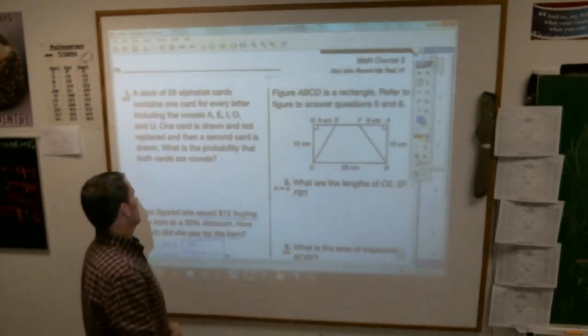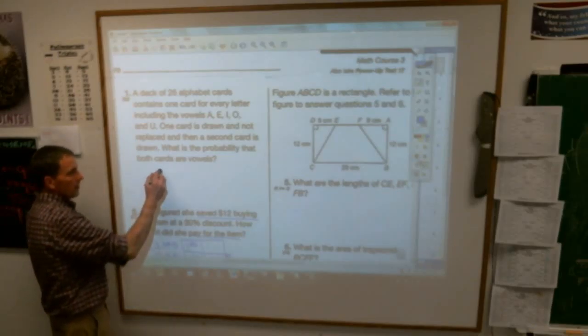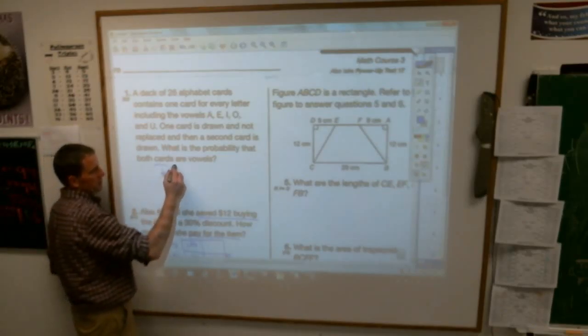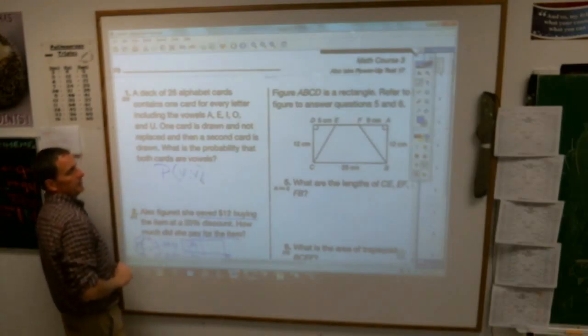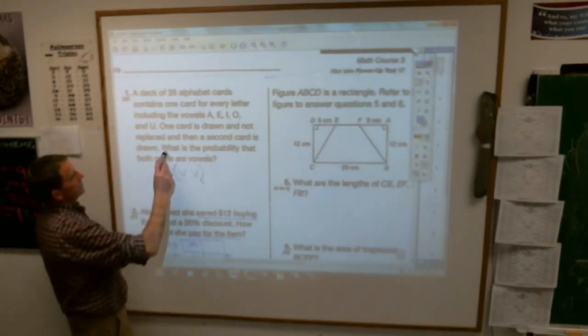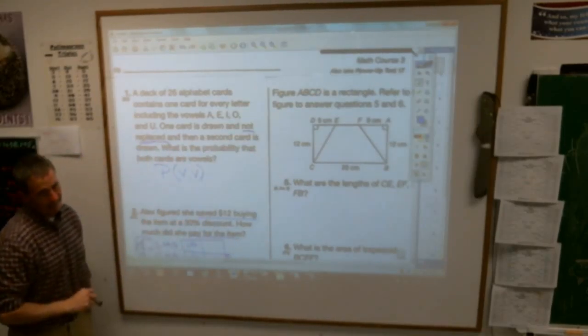A deck of 26 alphabet cards contains only one card for every letter, including the vowels A, E, I, O, U. One card is drawn and not replaced, then a second card is drawn. What's the probability that both cards are vowels? This is the way I would write it out. You want the probability of a vowel, and then a vowel, and you have to say it is not replaced. That's key.